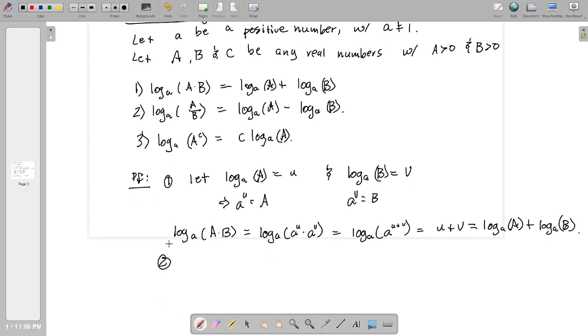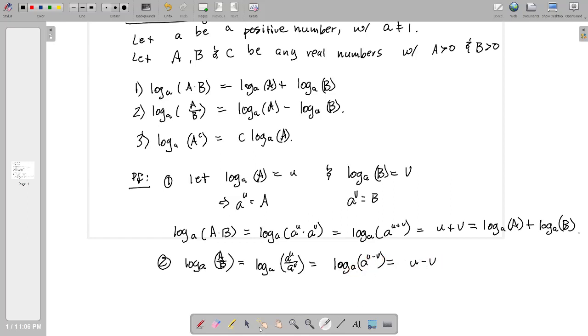2. Log base a of A over B equals log base a of a to the u divided by a to the v, which is then equal to log base a of a to the u minus v, which is equal to u minus v. We just follow the same steps that we had here, because if we're dividing two things with the same base, then we subtract their respective exponents, so u minus v. And then log base a of a to the u minus v is equal to u minus v.